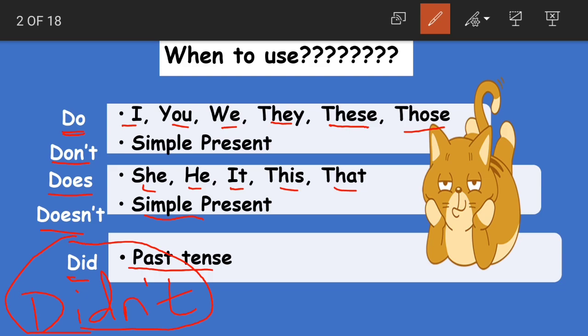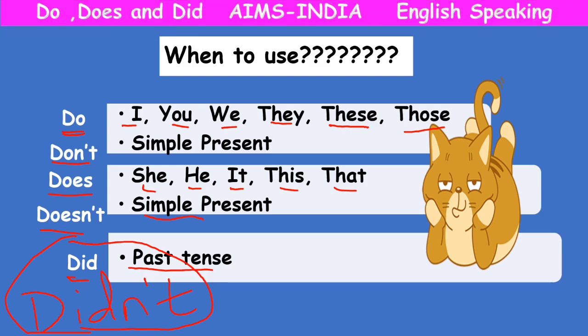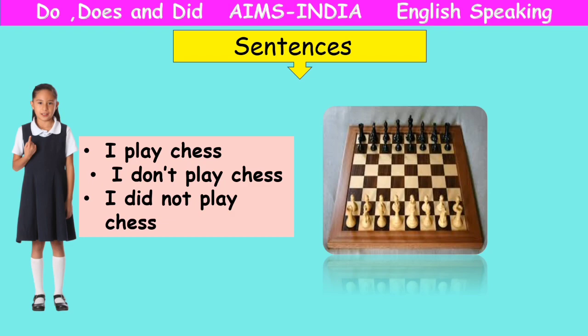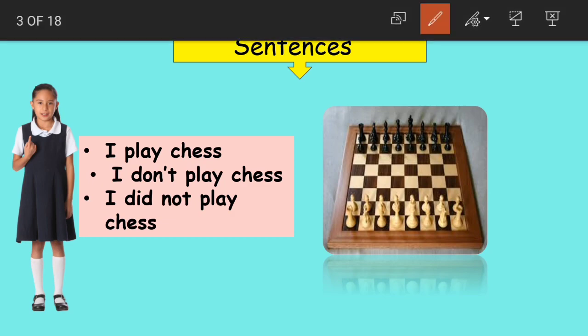Okay children, clear? Now we are going to do some exercises. So see, here you have got a sentence. What the girl is telling here: I play chess. Because she's talking about herself, she is addressing herself as I. Now, if you want to add this in the do forms, I don't play chess. Because I is there, you have to use don't.